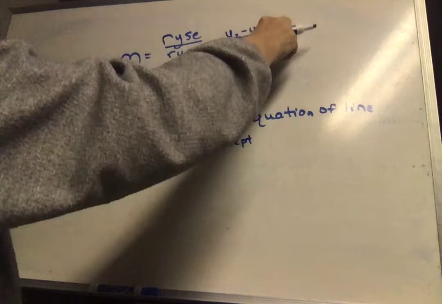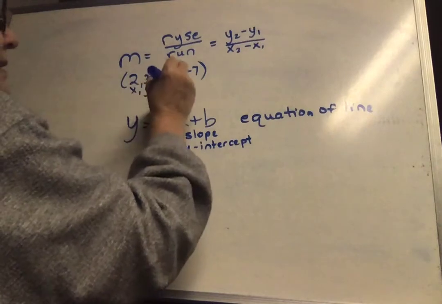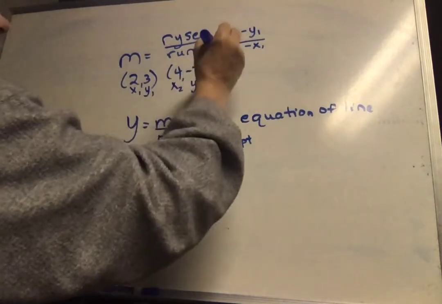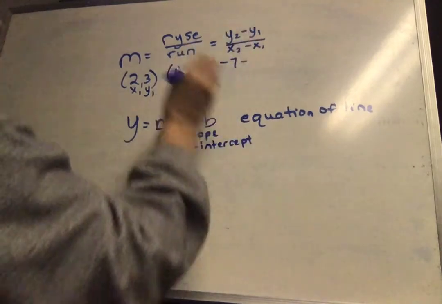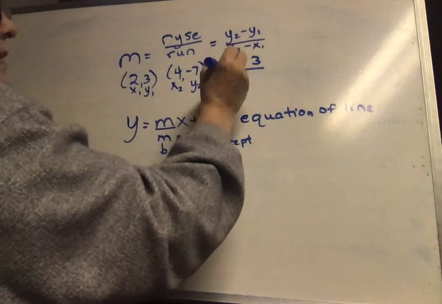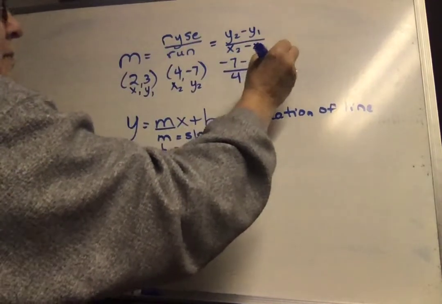In slope, y on the top, x on the bottom. A lot of people get those mixed up. This is the second x. This is the second y. So the second y, -7, minus first y, 3, over the second x, 4, minus the first x, 2.